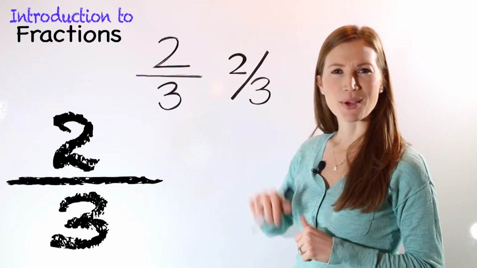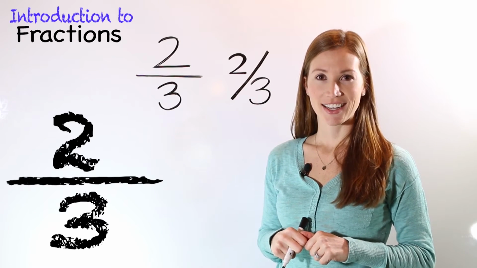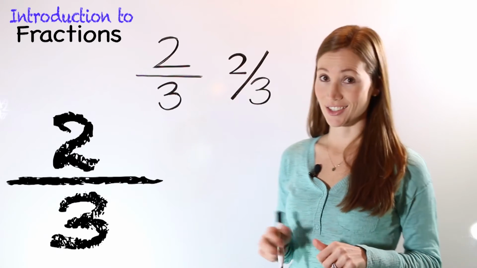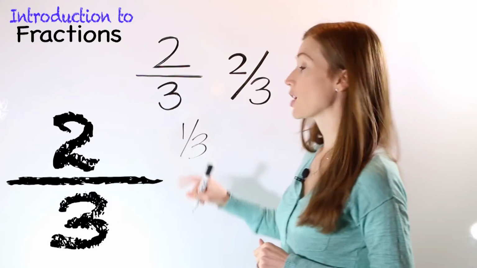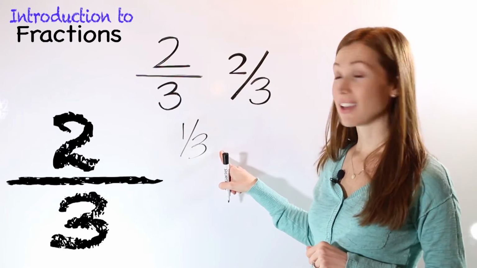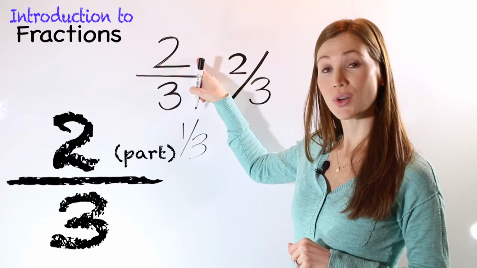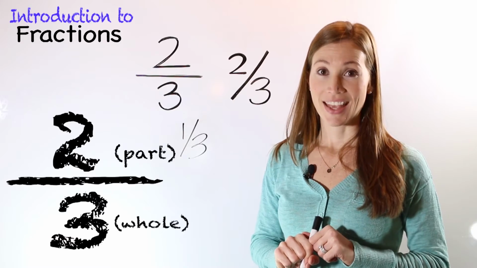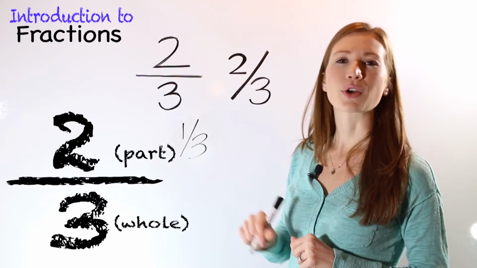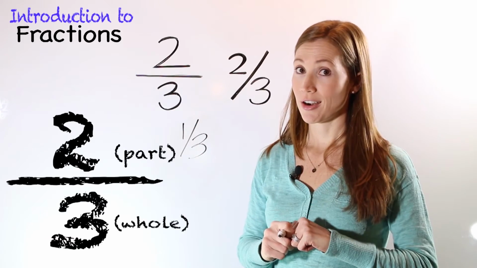Now, how do you think we say this fraction? If you said 2/3, that's correct. Our last fraction was 1/3. We had 1 out of 3. But now our part is 2, so we say 2/3. Great job. Now, what would 2/3 look like in a pie chart?